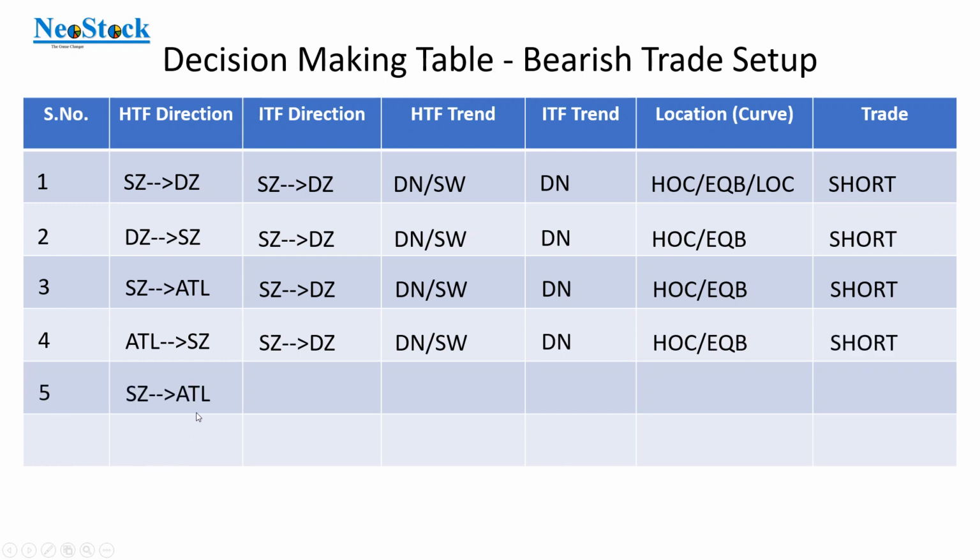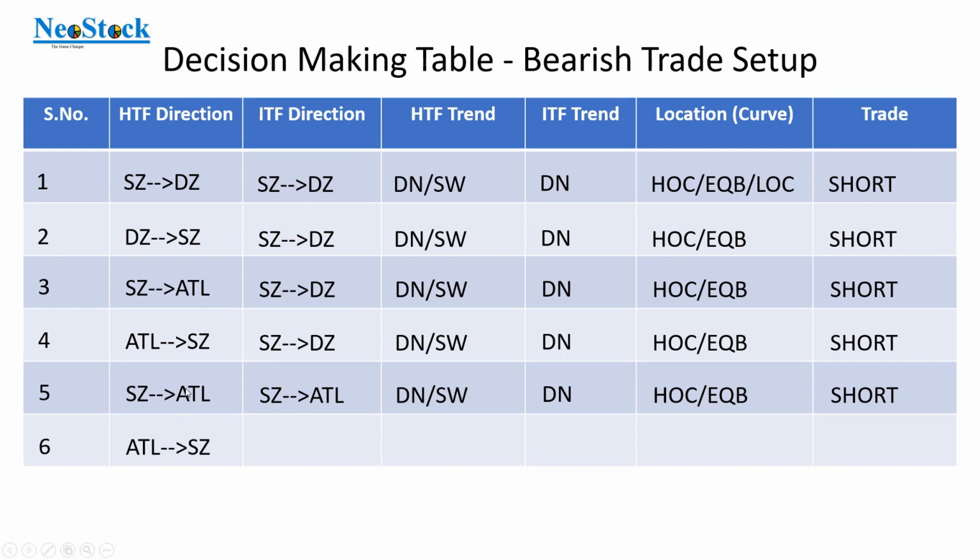Fifth scenario, supply zone to ATL. Previously, in the third also we have seen supply zone to ATL. But what is the difference? In the third condition, in the ITF we have both demand and supply zone. But let us assume in this scenario, even the ITF is an all-time low scenario. That means there is an all-time low supply zone. So prices are moving from supply zone to all-time low. Even then, you can plan your short trades at high on the curve as well as equilibrium.